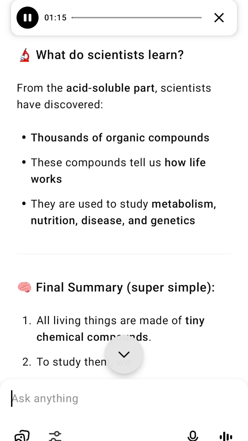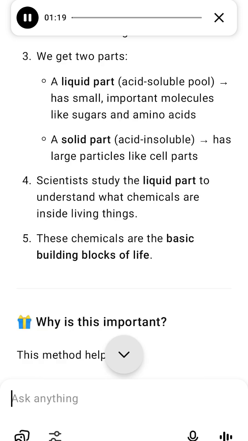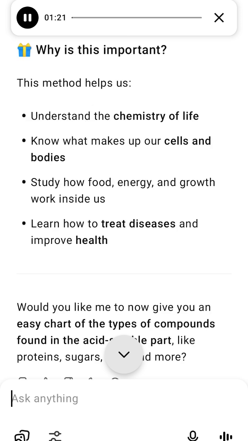Why is this important? This method helps us understand the chemistry of life, know what makes up our cells and bodies, study how food, energy, and growth work inside us, learn how to treat diseases, and improve health.